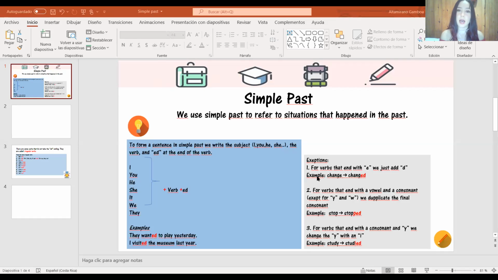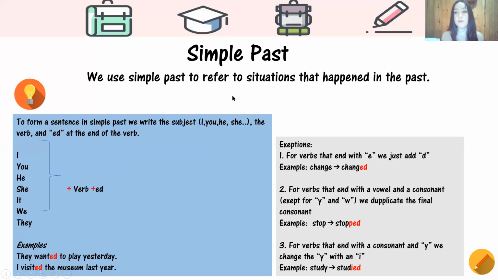Today I'm going to explain simple past. First I'm going to make it bigger. Simple past is used to refer to situations that happened in the past. Now, how can we use simple past in sentences? This is the way in which we form a sentence using simple past.